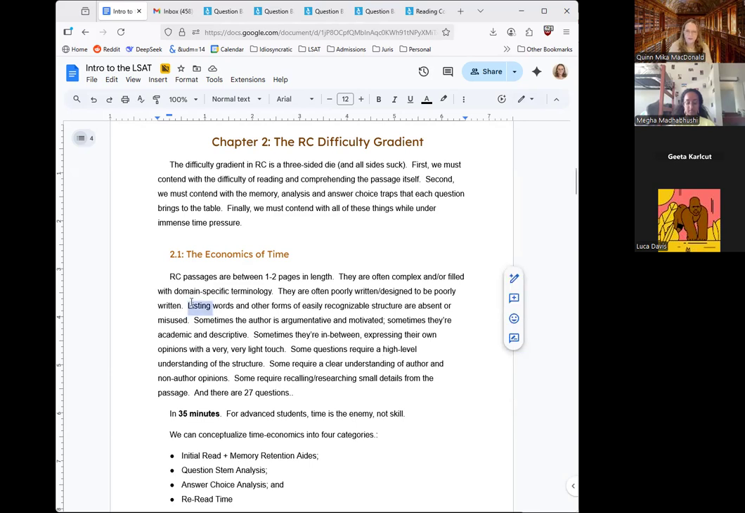One of the big things you'll start to notice as you practice reading comp more and more is that listing words are very absent, right? Structural words, the sort of things a good author uses to help their reader understand the content, those are all stripped out and replaced with much weaker versions. And we're going to see a really great example of hidden lists today.